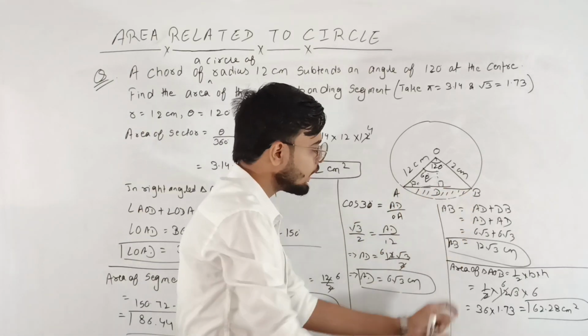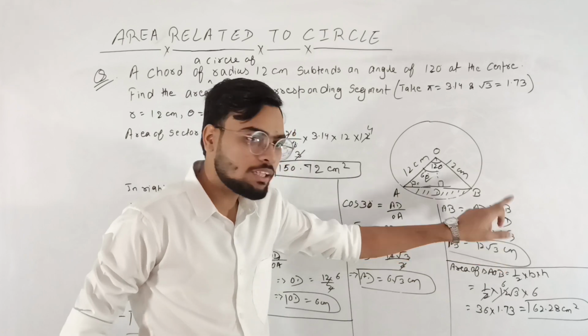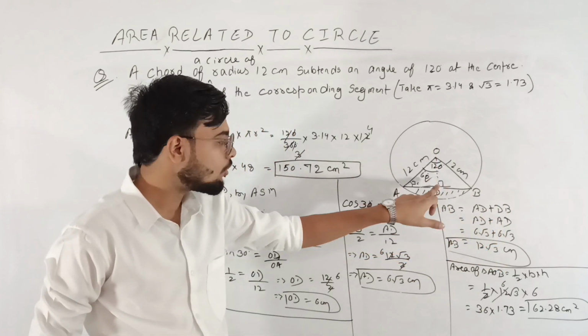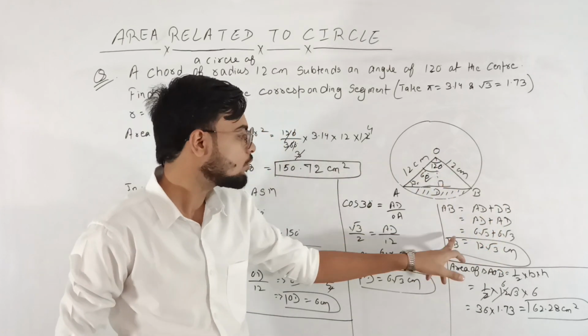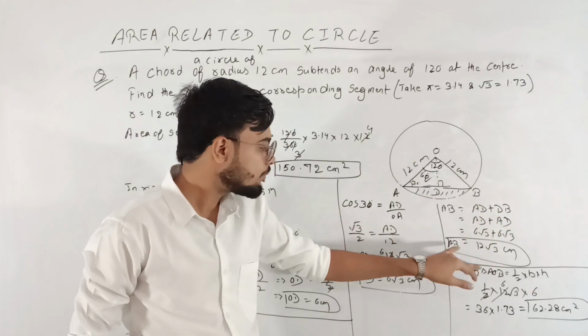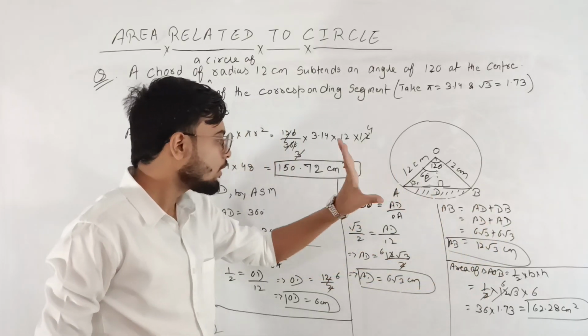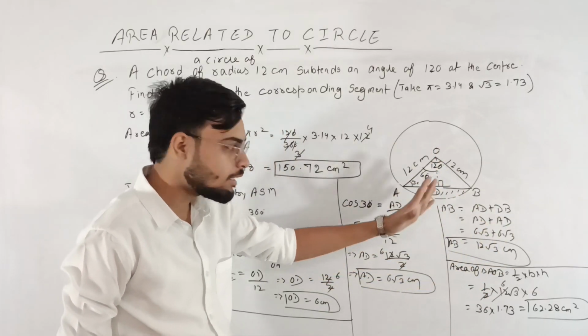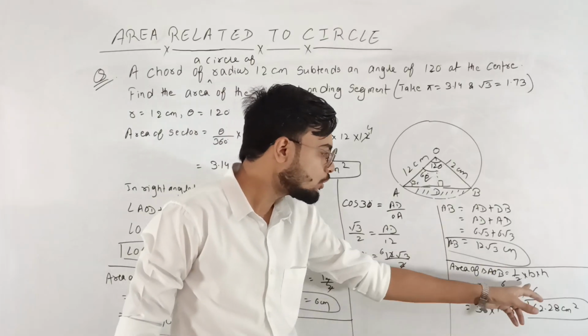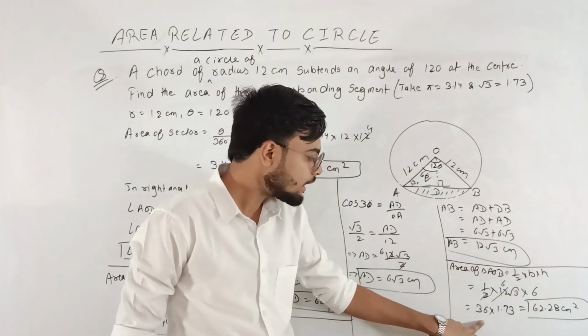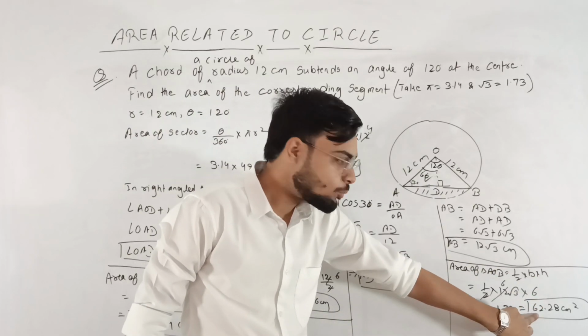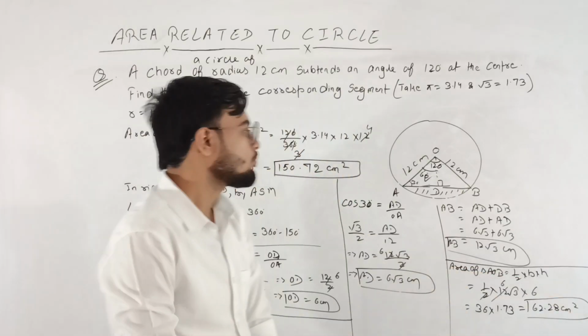If I add AD and BD, then I get AB. Now DB is equal to AD. Why? Because the line which joins center and chord is the perpendicular bisector of the chord. So in place of DB, I write AD. Now AB is 12 root 3 centimeter. Now I have AB and I have OD, base and height both. So area of triangle AOB is half into base into height. Now I put the values, then I get the result, which is area 62.28 centimeter square.